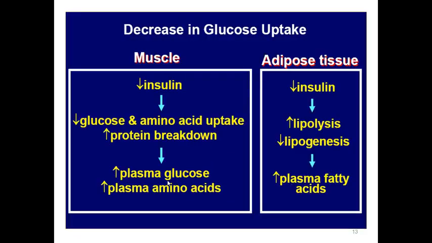Then there is decreased uptake, because if insulin is not there, muscles will not be able to take the glucose up. So decreased glucose and amino acid uptake and increased protein breakdown will lead to increased plasma glucose and plasma amino acids. The glucose is not being taken up, so that's causing an increased level of plasma glucose. The proteins are broken down, so this leads to increased plasma amino acids. In adipose tissue, decreased insulin means increased lipolysis, decreased lipogenesis, and increased plasma fatty acid levels. So the ketoacidosis which takes place is because of that insulin deficiency.